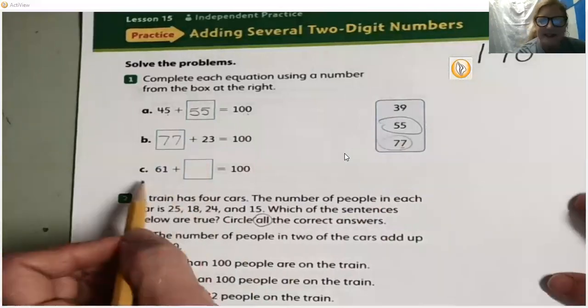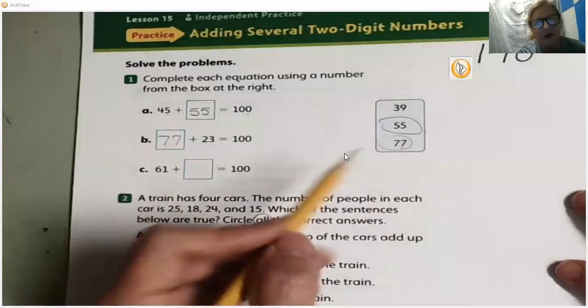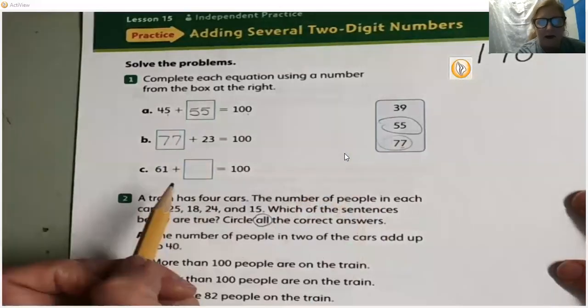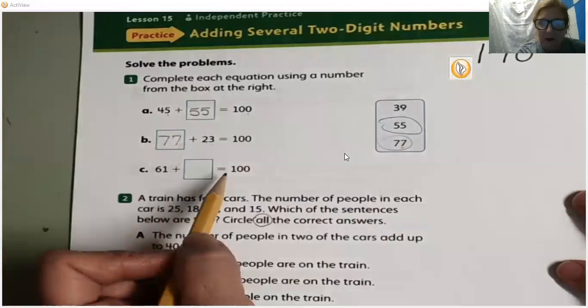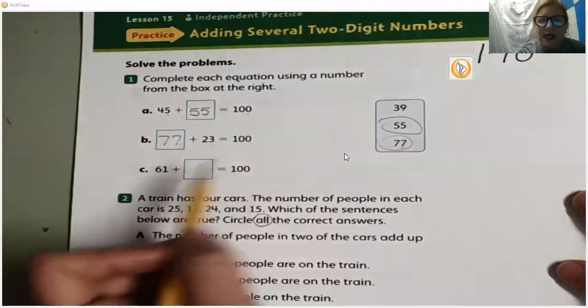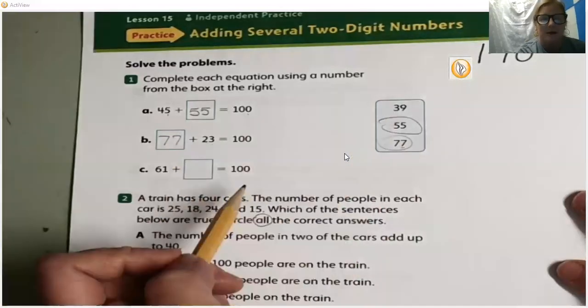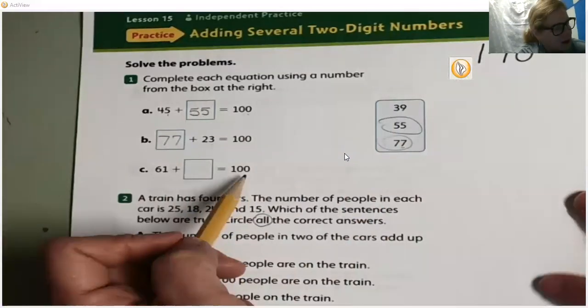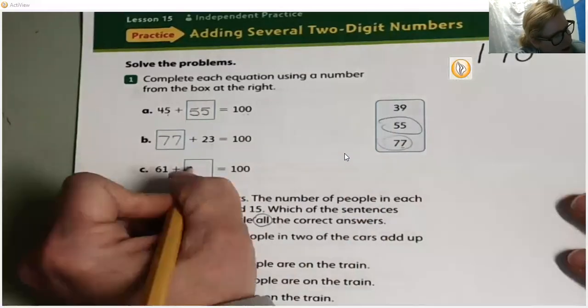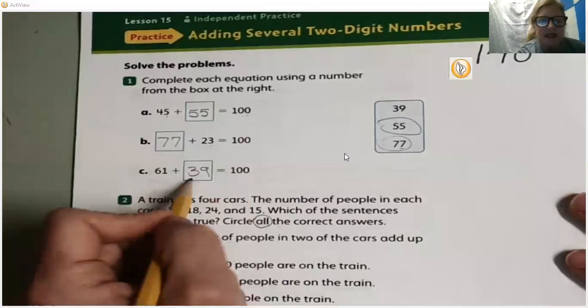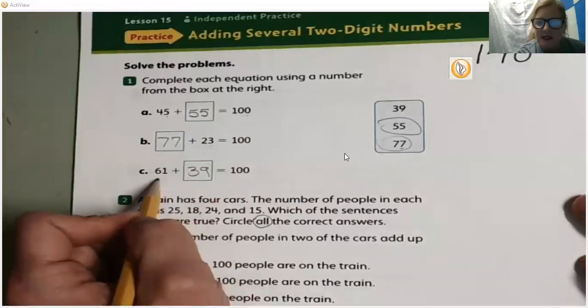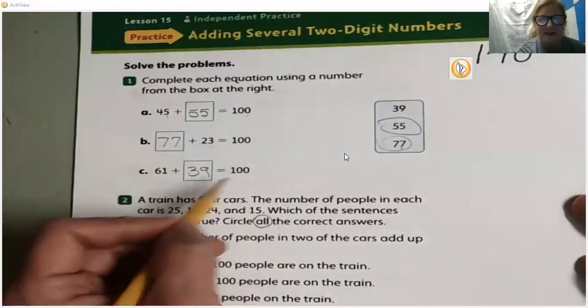All right, and C, we know it's going to be 39, but why? Because it's left, and because 1 plus 9 equals 10, giving us another 10. So here we go, 39, and we have 3 tens plus 6 tens, making 9 tens, plus the other one we made gives us 100.